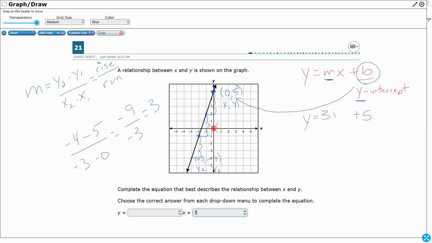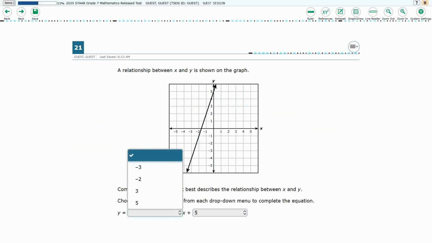So this is going to be our final equation. Y equals 3x plus 5. Our m, or our slope, is 3. That's the rise over run, and it's offset 5 by that y-intercept, and it pushes it up to that 5.